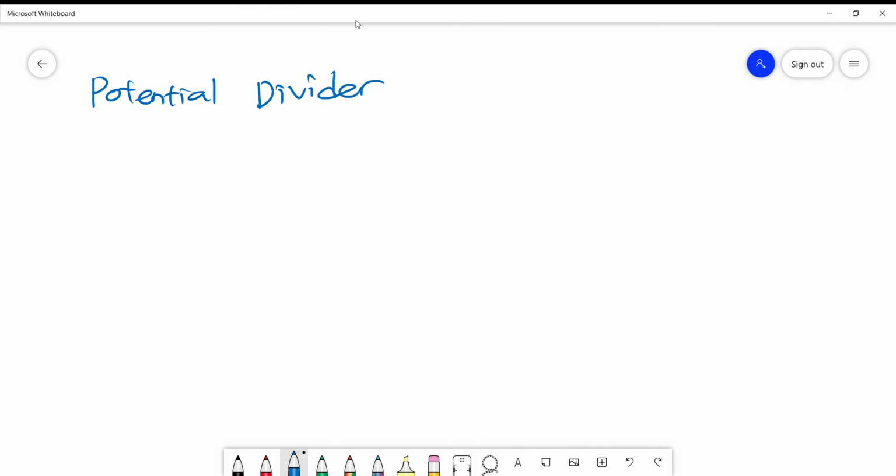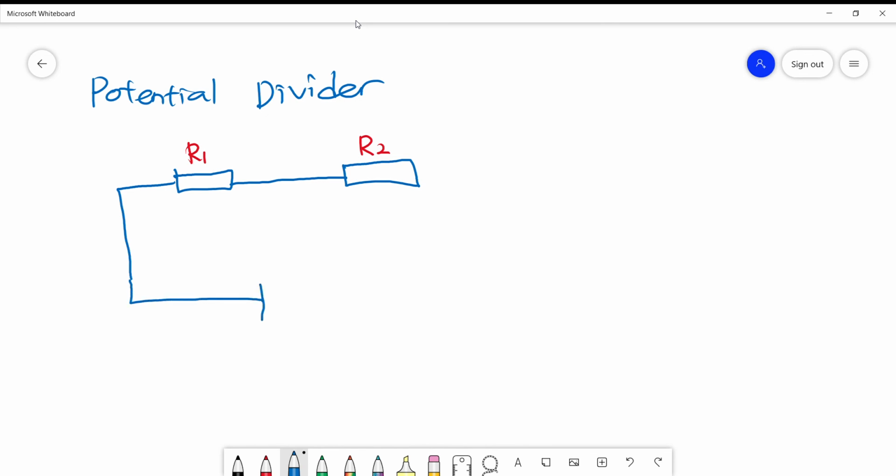Okay, so assume I have a circuit. So I have my first resistor and I have my second resistor. So this will be my R1 and this will be my R2. This is actually connected to our battery, and this is my V, of course. So this will be my I.